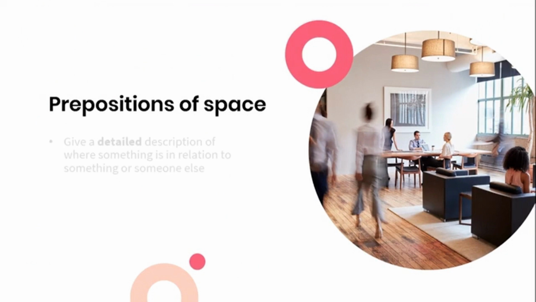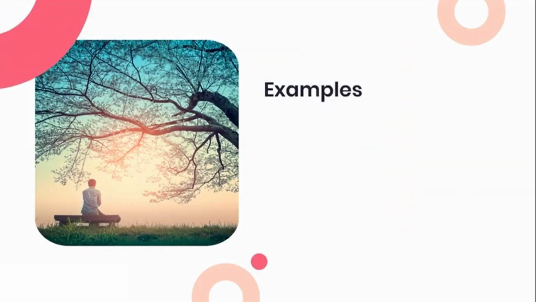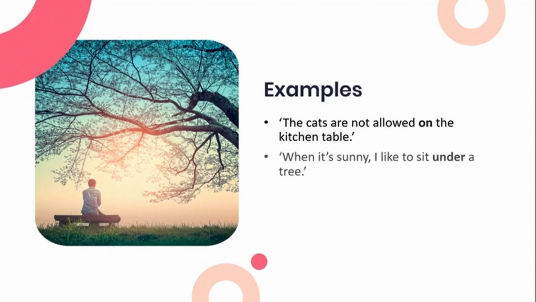These prepositions give a detailed description of where something or someone is in relation to something or someone else. For example, on, next to, beside, under, and so on. Let's use some of these in a sentence. The cats are not allowed on the kitchen table, meaning the cats aren't allowed to be on top of the kitchen table. When it's sunny, I like to sit under a tree, meaning when it's sunny, I like to sit below the tree in the shade.